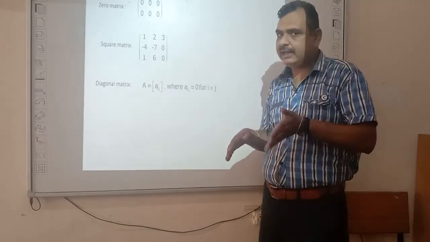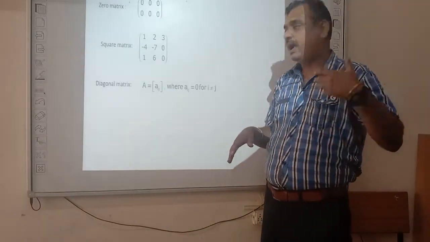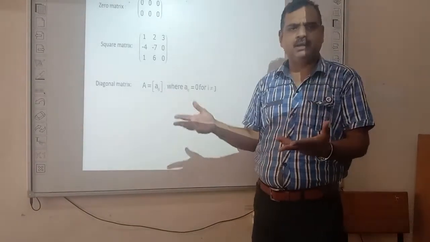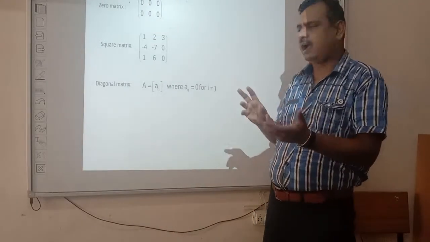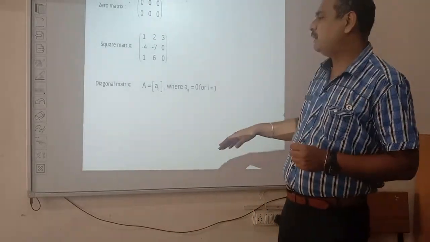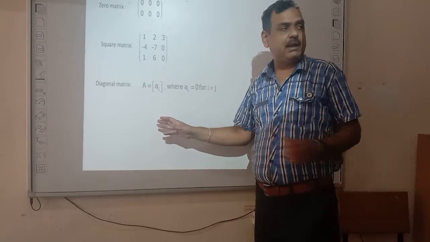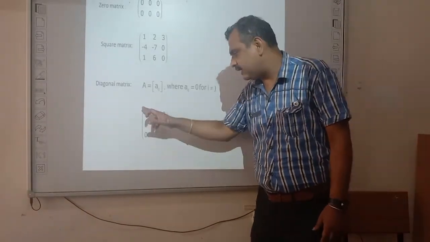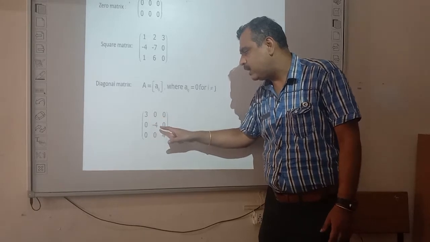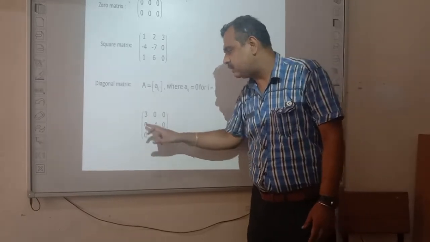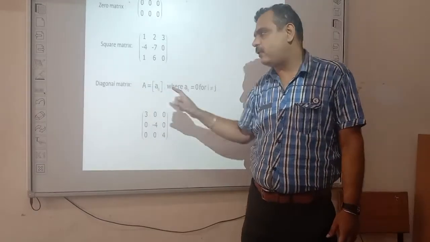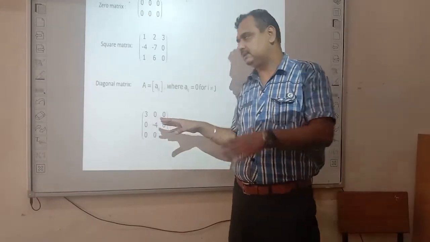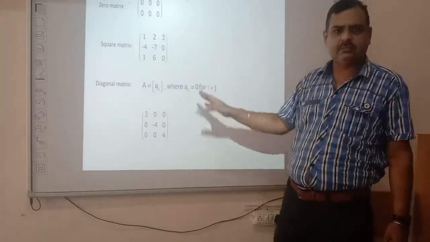If it is a diagonal element, you have some number. And if it is any other position, we have 0. So, diagonal matrix, let's take its example. Let us suppose we have this matrix here. In the diagonal we have the numbers 3, minus 4 and 4, and the rest of the numbers are 0. So this type of matrix is a diagonal matrix. I think you got my point.